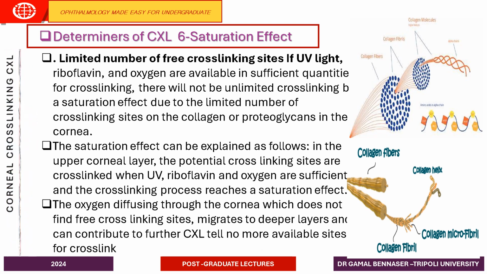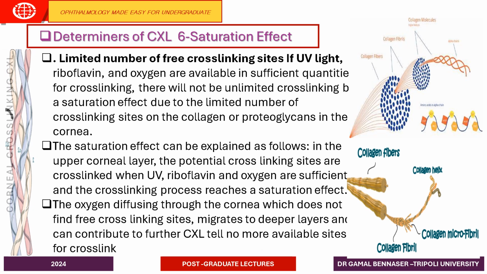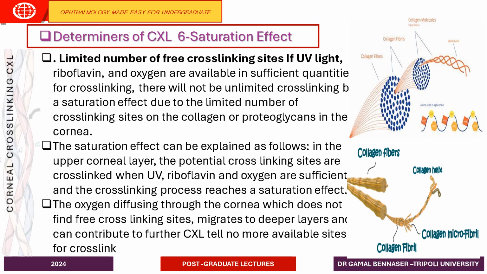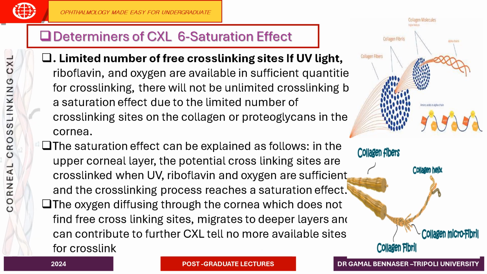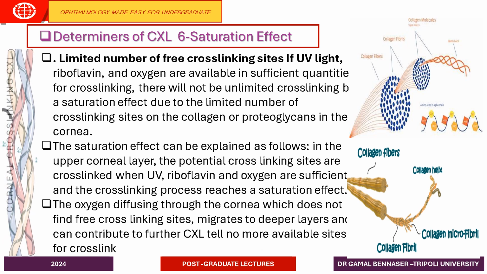So the saturation effect is explained as follows: in the upper part of the cornea, the potential cross-linking sites start to cross-link with the availability of ultraviolet, riboflavin and oxygen. And once saturated, the available oxygen will diffuse deeper into the deeper layers, looking for any free amino acid residue for cross-linking. Once all these free amino acid residue terminals at the collagen fibers are saturated, there will be no further cross-linking. This is known as the saturation effect or the cross-linking density.